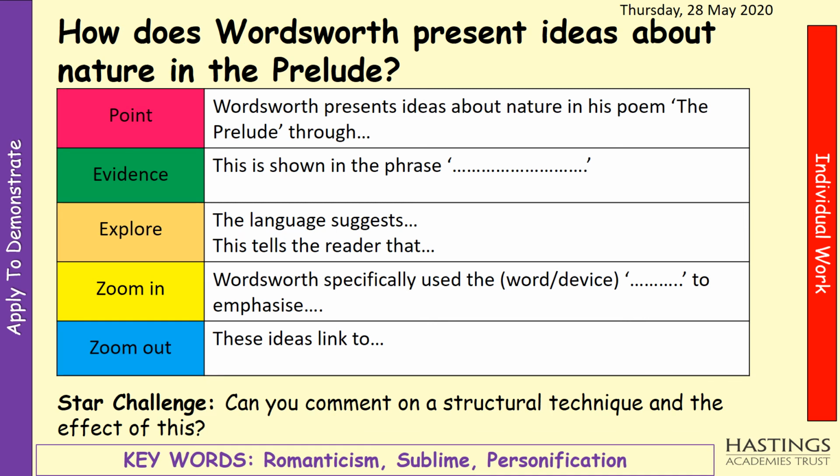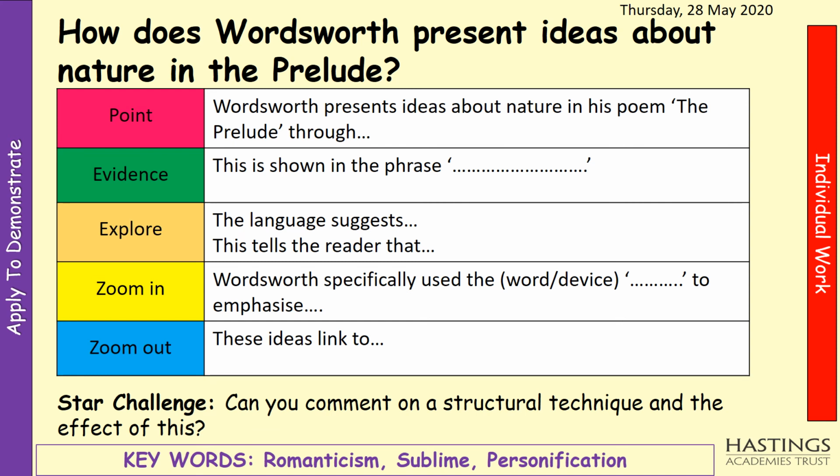Okay, I would like you just to focus on the Prelude today. I would like you to try and do 2 paragraphs again, 2 of those P's paragraphs. But for your challenge, I've got there, can you comment on a structural technique and the effect of this? Okay, so what I would like you to challenge yourself to do is, when you get to the zoom in part of your paragraph, I'd like you to do your normal zoom in, where you pick out a word or device, explain the effect. And then I'd like you to see if you can have a go at adding another couple of sentences of analysis, but try to analyse a structural feature.